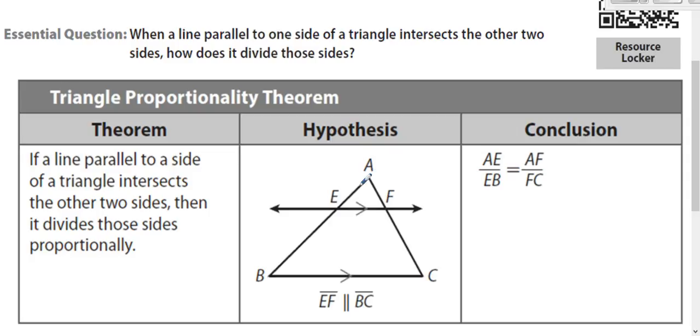We can just take AE, this side, over EB, and that will equal AF over FC. You can just take the sides that are split by the parallel line. So you don't have to do the small triangle over the big triangle. It's just this piece over the larger or the other piece. It splits the sides proportionally.